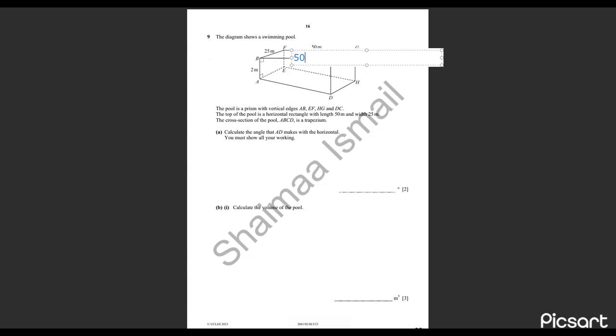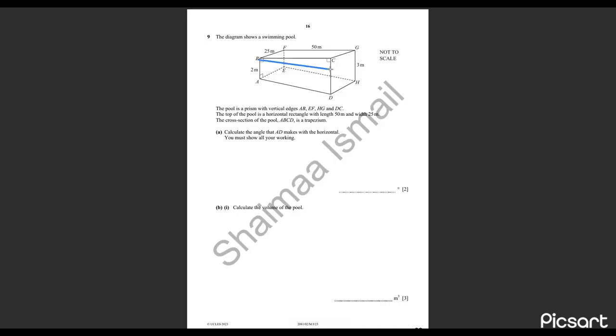The cross section of the pool is a trapezium, A, B, C, D. So this is a trapezium. So we have this, these two different, so this is also 3 centimeters. Okay. And here he asks to calculate the angle AD makes with the horizontal. So let's do this. Well, actually, he wants this angle. So let's say that this is AD, and he wants the angle with the horizontal, or this angle, the same.